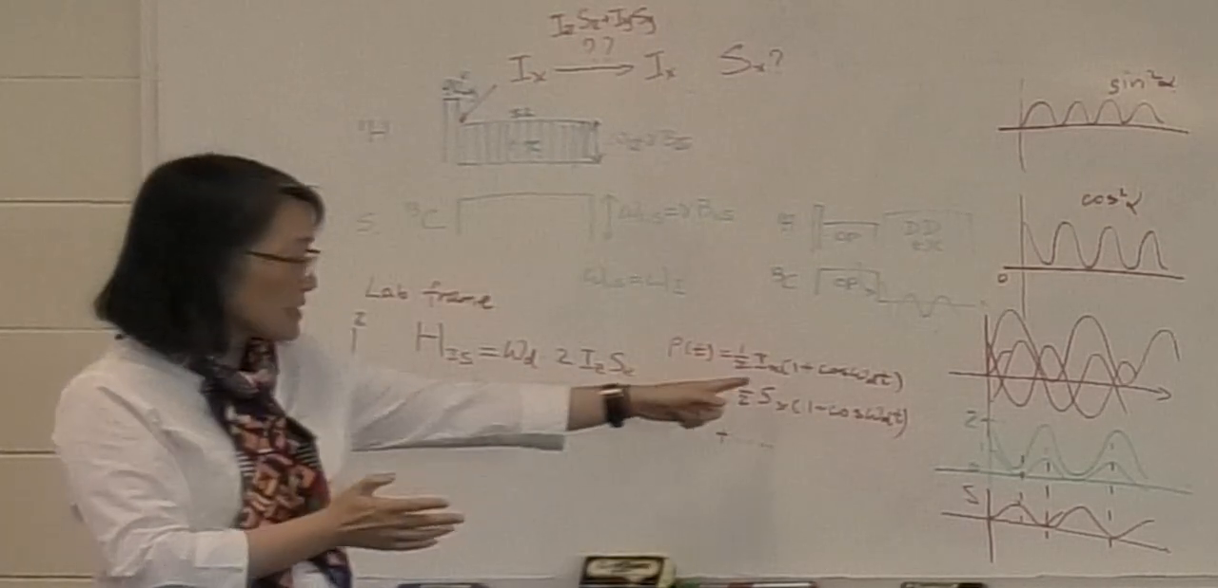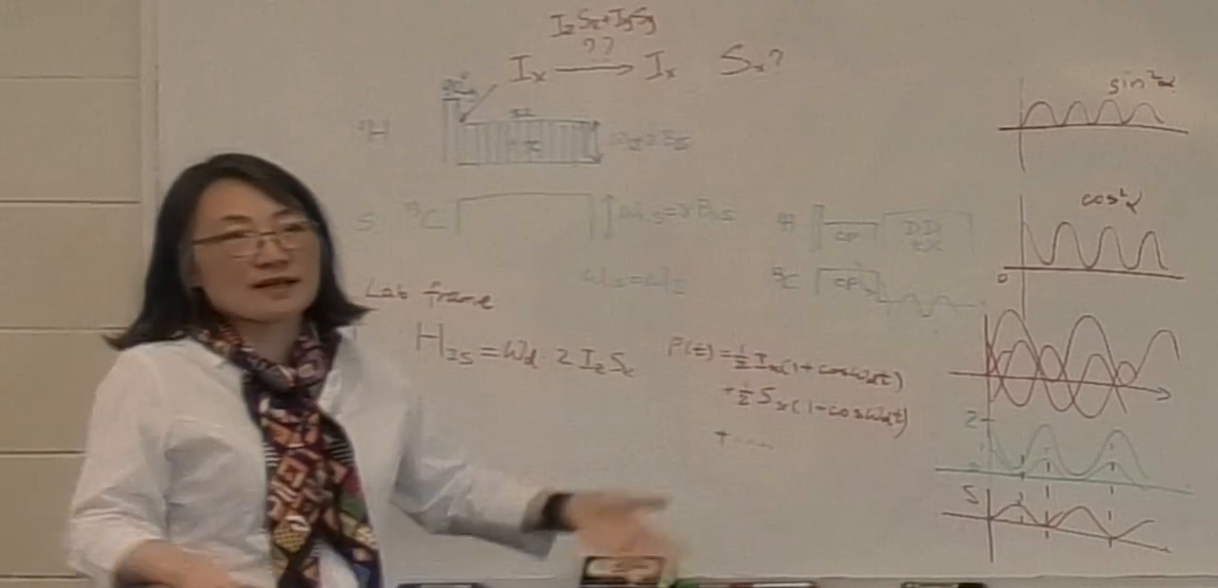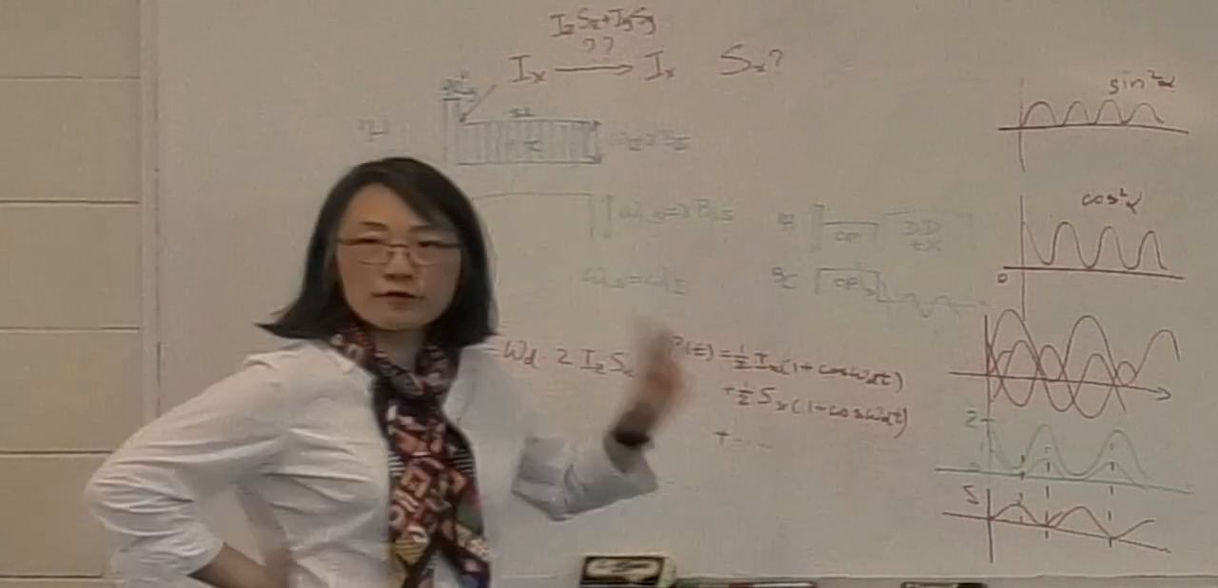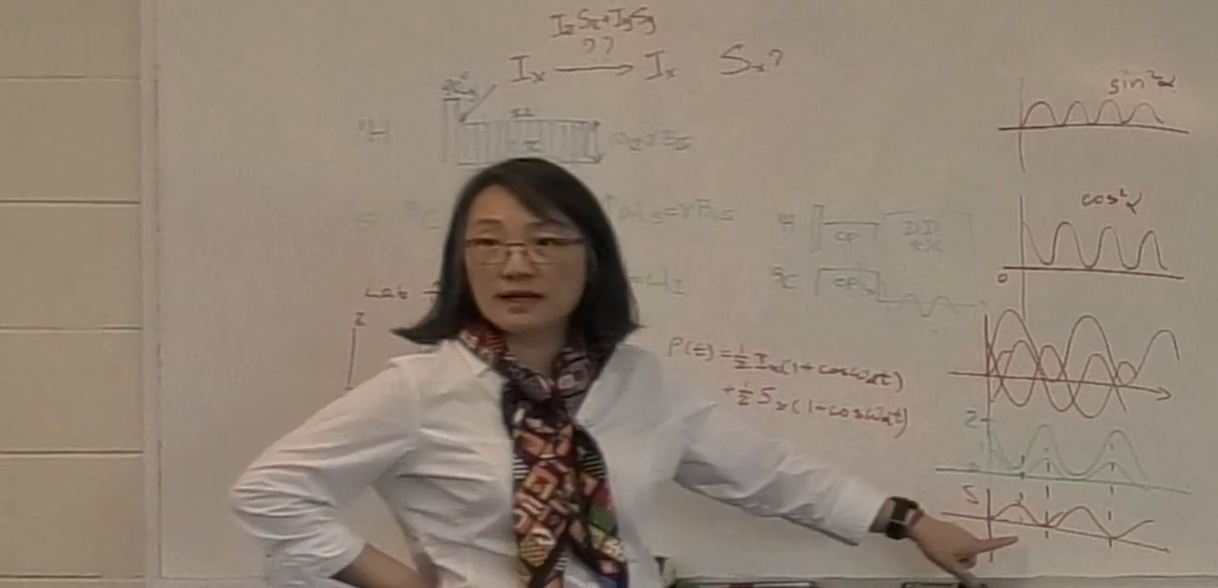So I can also, of course, do a half-angle relation, and you'll find that this (1 plus cosine) divided by 2 is basically a cosine square function. If you just have 2 spins, yes, you can pump the magnetization completely to the S spin side.